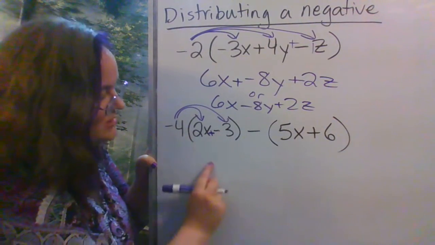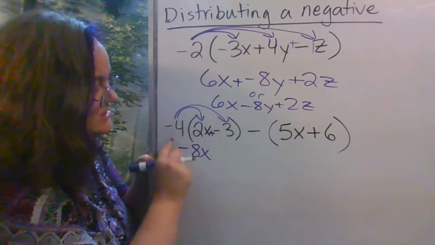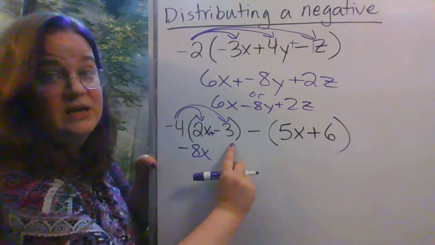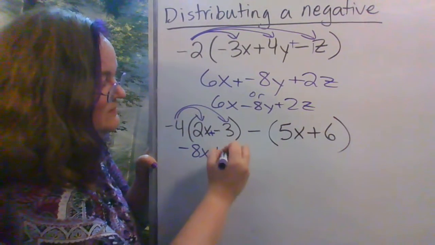So -4 times +2, a negative times a positive is a negative, is -8x. A -4 times a -3 is a positive 12 because a negative times a negative is a positive.